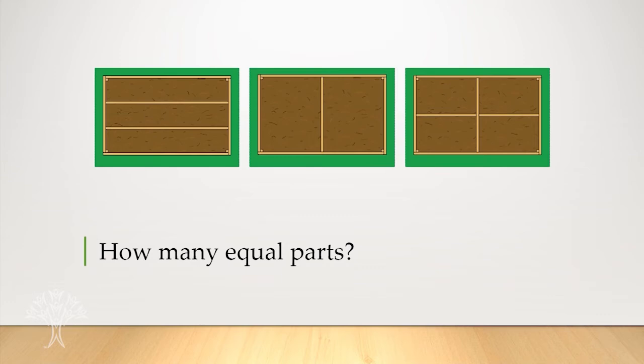Okay, let's see how many equal parts each of these are divided into. The first bed has 1, 2, 3 equal parts, so I hope you thought it was divided into 3 thirds. The second garden bed has 2 equal parts, so it's divided into 2 halves. The last garden bed has 4 equal parts, so it's divided into 4 fourths. Did you get it? Nice job working hard.